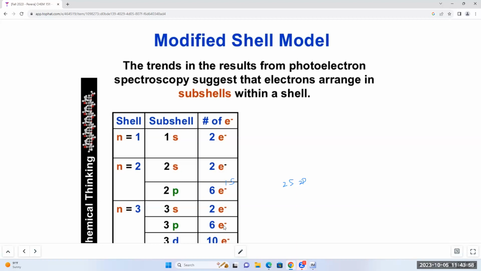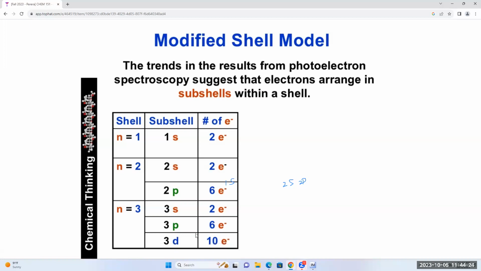Anyway, so one more time. Shell 1 has only 1 subshell that is called S. It can have up to 2 electrons. And then the second shell has 2 subshells called S and P. S can always have 2. P can have up to 6. Third shell can have up to 3 subshells. They are called S, P, and D. S is 2. P capacity is 6. And D can have up to 10.